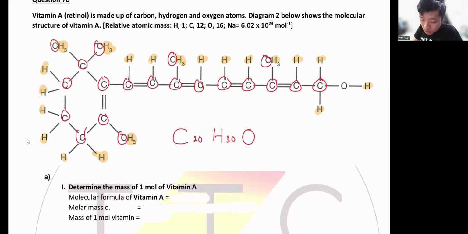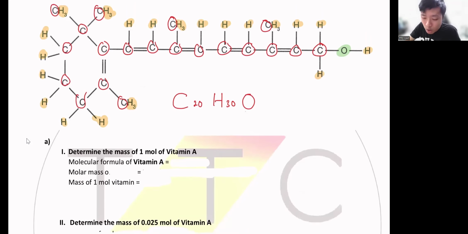Then how many O? O is 1. Only got 1. So the molecular formula is C20H30O.